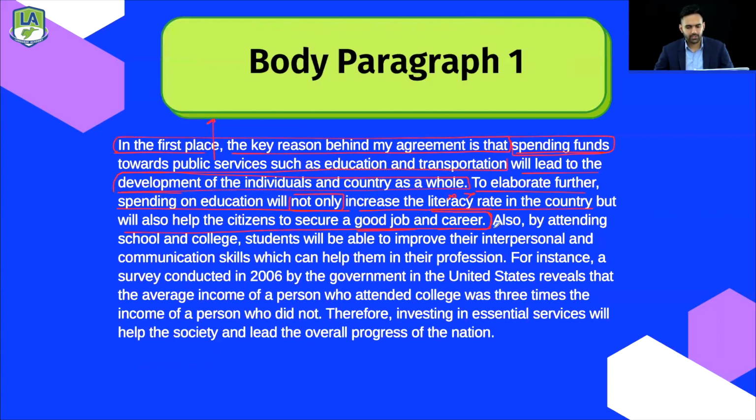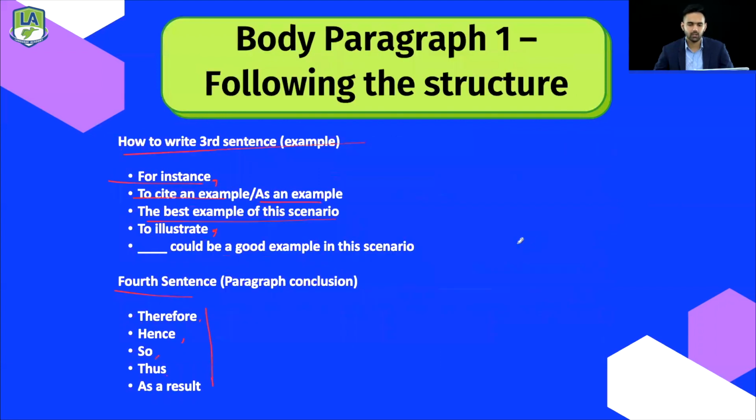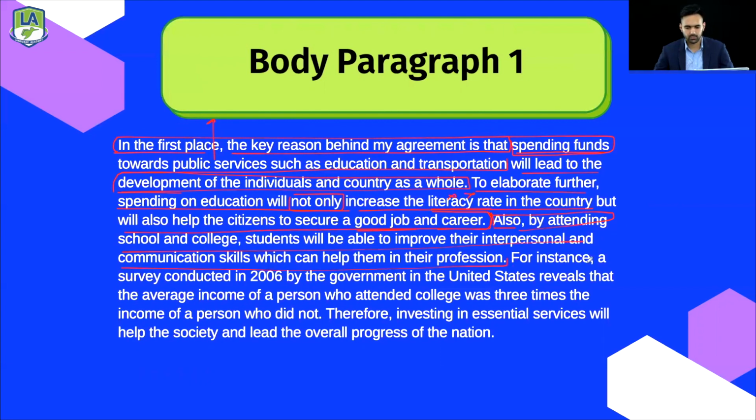Now I am explaining this further. This is an optional sentence. Remember this thing. If you are confident and comfortable and you can think of this, you can write it. Otherwise, you can straight away come to the example. Also means I'm explaining this particular idea. By attending school and college, students will be able to improve their interpersonal and communication skills, which can help them in their profession. Instead of job, I use profession, interpersonal, and communication skills just to boost my vocabulary.